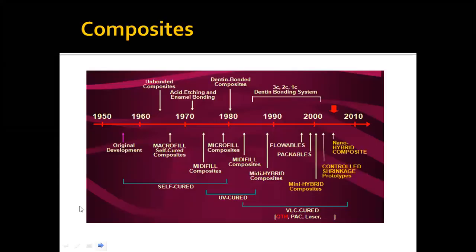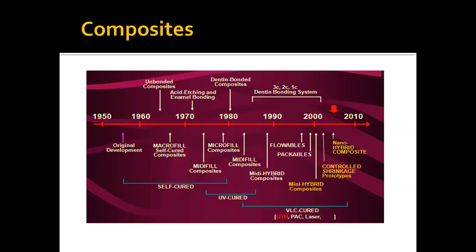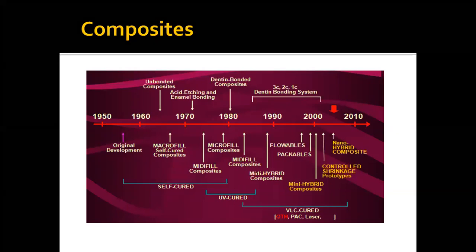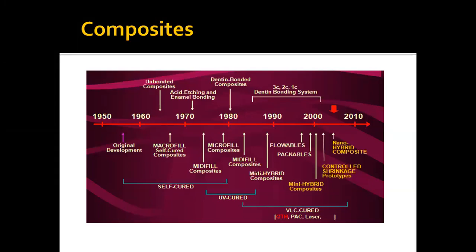What is being mentioned. Now, composites, if you see how over the years they have been developed, from regular macrofill composites to nanofilled composites to nano hybrid composites. In 1950 the original development started. Then around 1960 to 64, macrofilled self-cured composites came into the market. Then around 1975 they were midfill, and then in 1978 microfill composites. In 1984 it was midfill composites again, which were modified. Then in 1988 or so, they came out with midi hybrid composites.